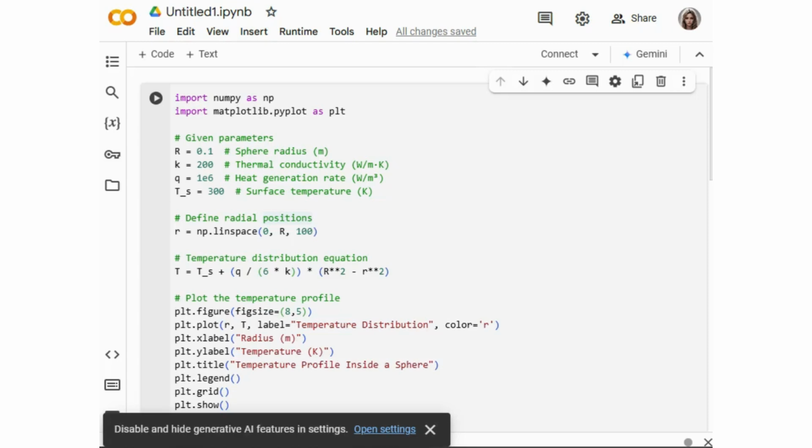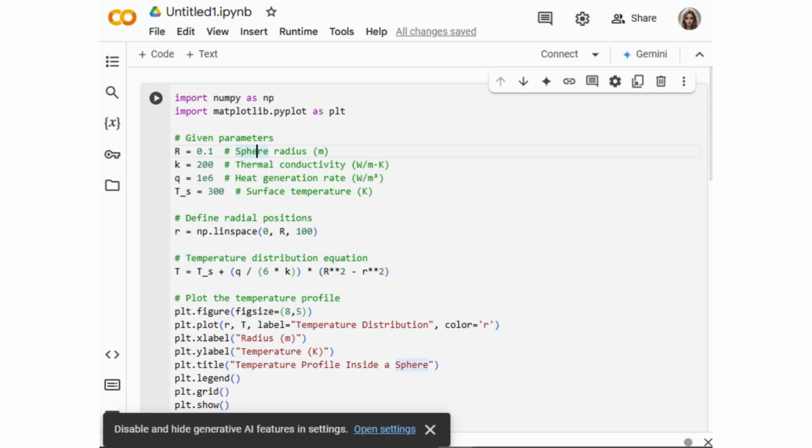This Python code simulates the steady-state temperature distribution inside a solid sphere with uniform internal heat generation. The goal is to understand how temperature varies from the center to the outer surface. First we are importing some libraries for plotting and mathematical operations. Then we are defining the problem parameters: R equals 0.1 meter, so the sphere has a radius of 10 centimeter. k equals 200, so the material has a high thermal conductivity, for example metals like copper.